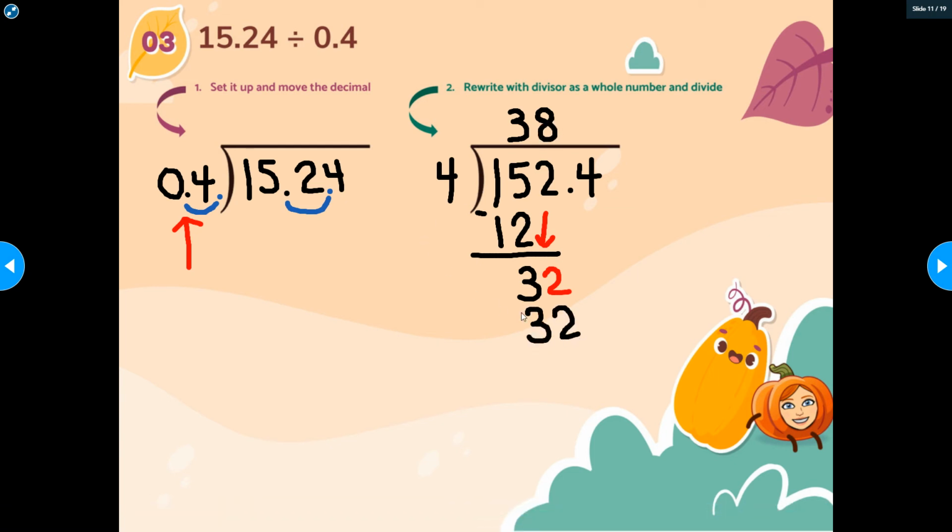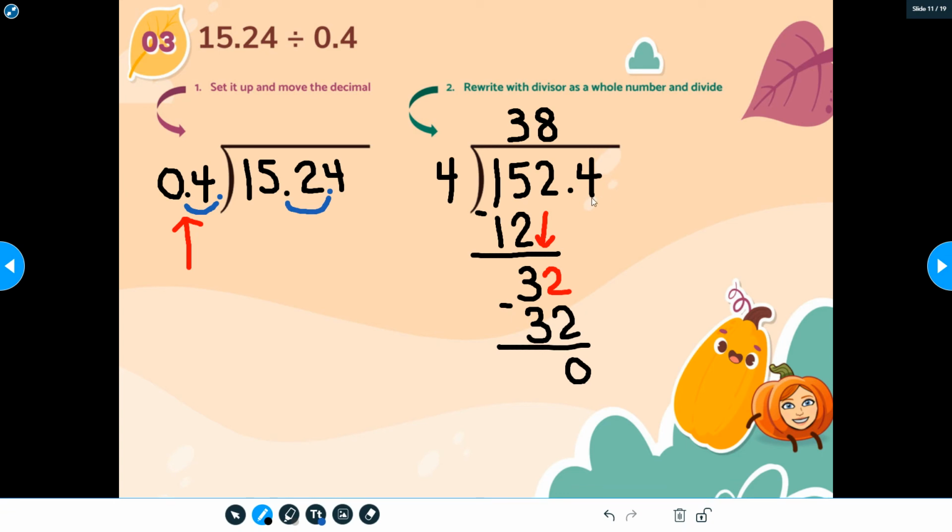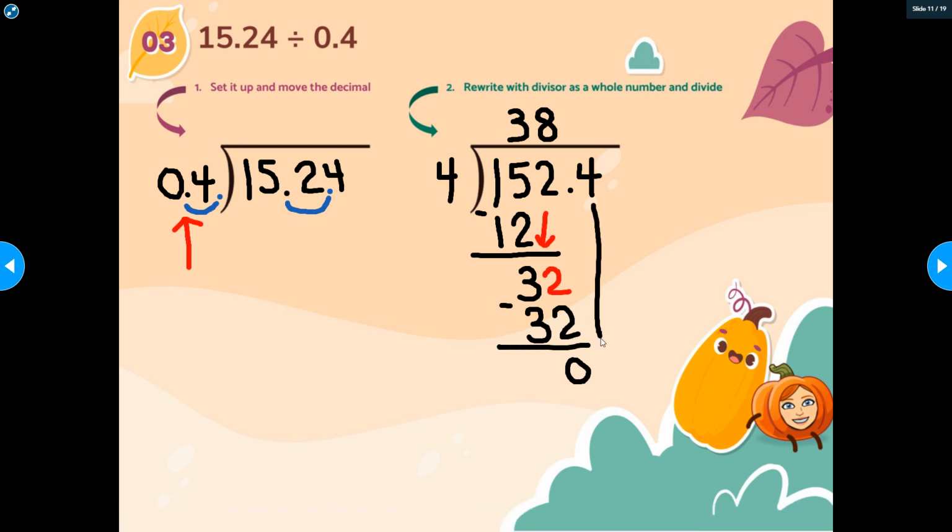Some of you might be thinking, okay, that's it. I'm done. No more. No remainder. But here's the problem. You still have a 4 in your dividend. So no matter what, even if you have a number left in your dividend, you must bring it down and you must divide it. Even if the number is a 0, you must bring that number down and divide the number. So we're going to bring the 4 down.